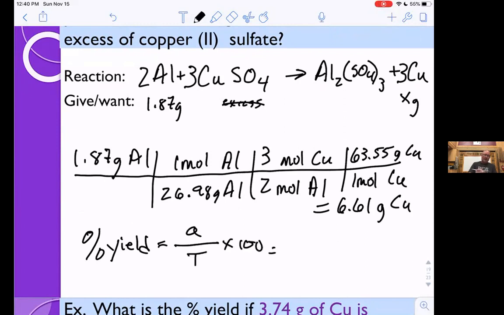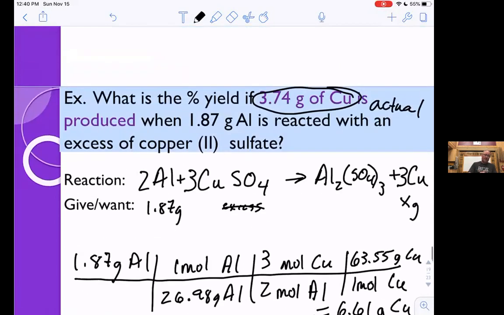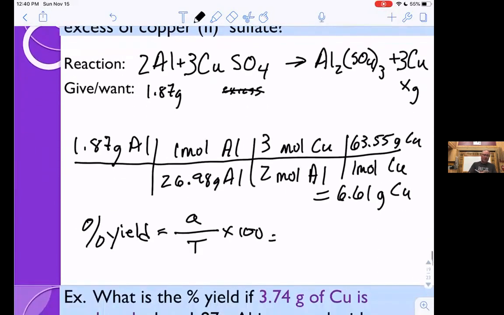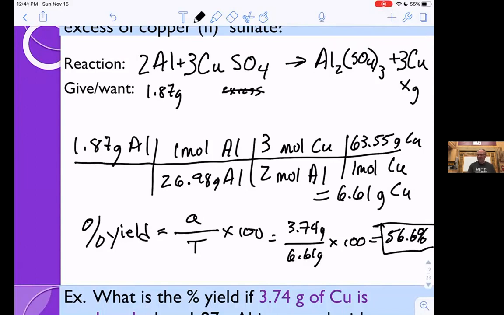So my actual was what was given in the problem up at the top. It was 3.74 grams. So I'm going to take my 3.74 grams and divide that by 6.61 grams. And don't forget to multiply by 100. We want a percent, not a decimal. So what we end up getting is 56.6% as our yield, which is actually kind of low.